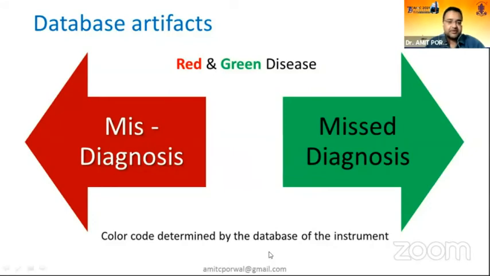Then you have the database dependent artifacts. Now, again, let me tell you, the normative data in these machines is not a huge normative data. It is limited, and everything is compared to it. So you have a red disease and a green disease. Red disease is a misdiagnosis, where you have made a false diagnosis, and green disease is where you have missed a diagnosis. Again, it's a misnomer. The color code is determined by the database of the instrument.